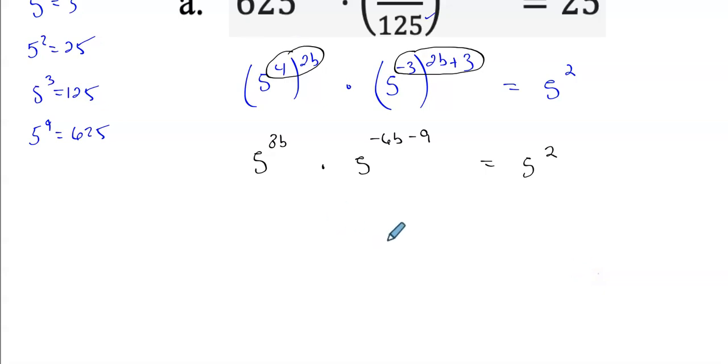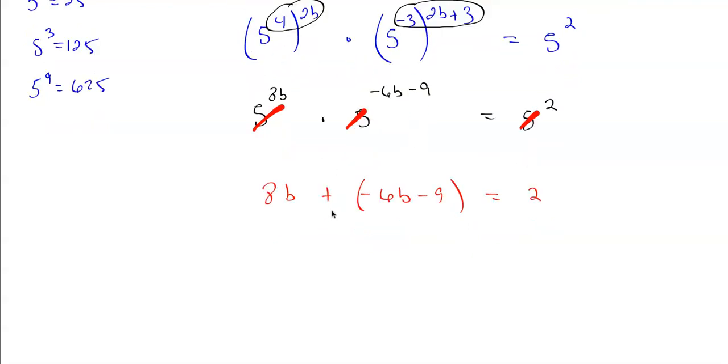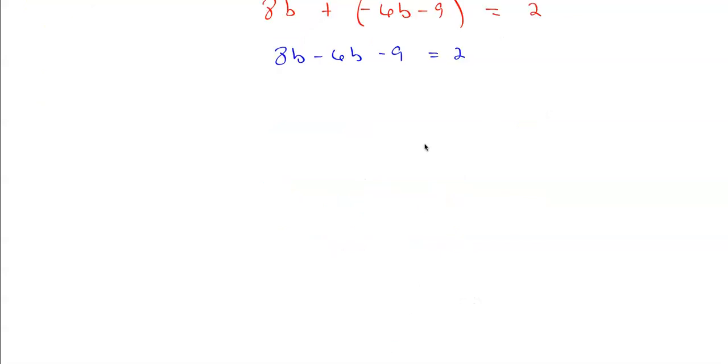And then lastly, I'm going to go back and do exactly what I did. Now all my bases can drop. So I have 8b plus negative 9b minus 9 equals 2. Well, I could just do, so this becomes 8b minus 9b minus 9 equals 2. Combine like terms. Bring over the negative 9 to that side as a positive 9. Divide both sides and solve for b.